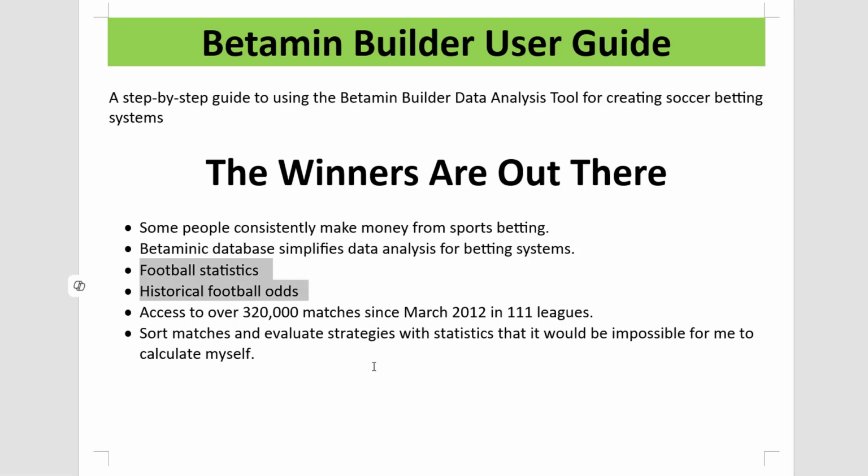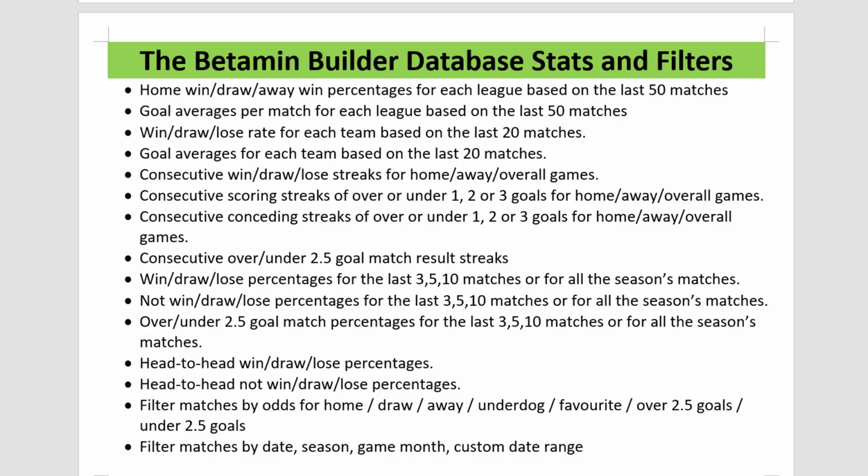The most important thing to understand is that Betamin is a combination of football statistics and historical football odds. The odds come from Pinnacle Sports, which can be considered some of the lowest odds on the market. So if a system works with Pinnacle odds, then it's quite likely that it will work on betting exchanges and other soft bookmakers. It has over 320,000 matches worth of data since March 2012, and it covers 111 leagues. What kind of data does it have?